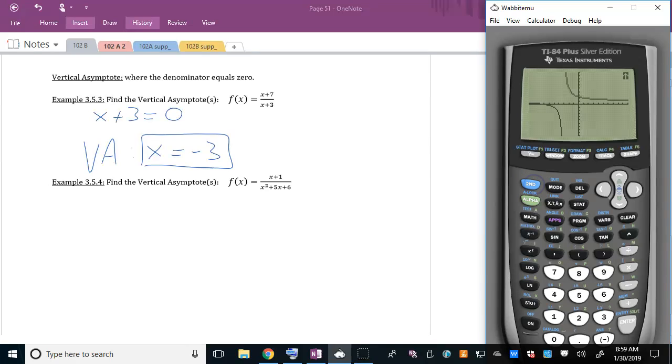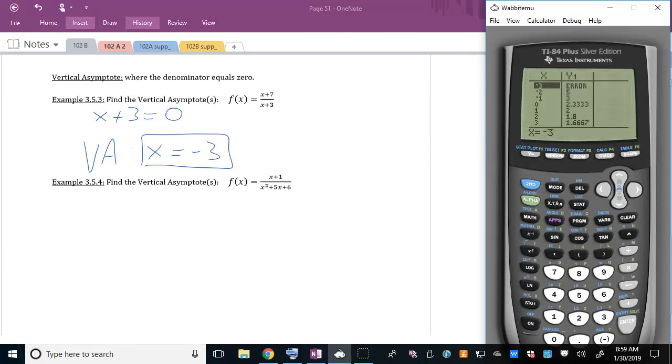So if I hit second and then graph to pull up my table, and let's go up, at negative 3, I have an error message on my calculator. That's because I'm dividing by 0. That is where the vertical asymptote occurs. So in this section at least, if you see an error on the table, that's probably because we have a vertical asymptote there.